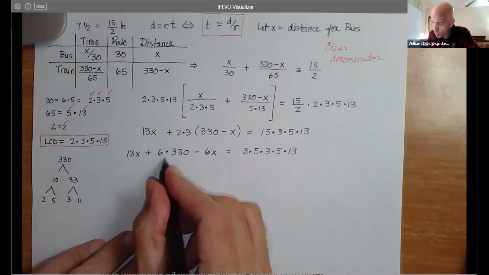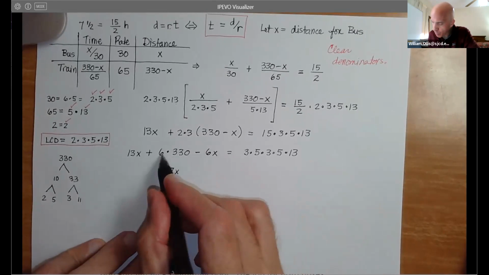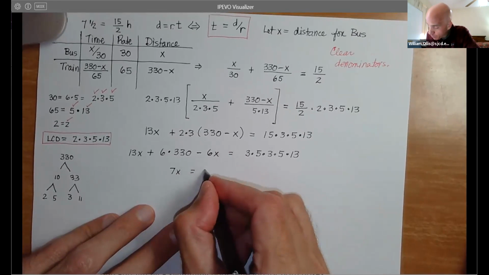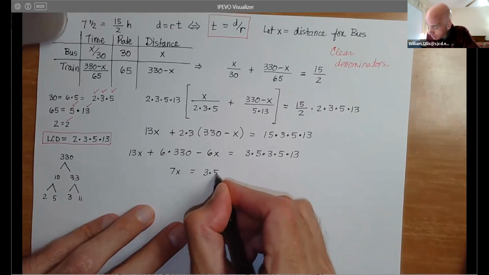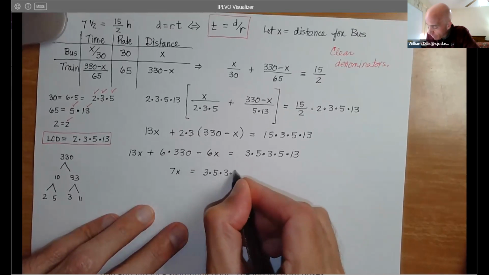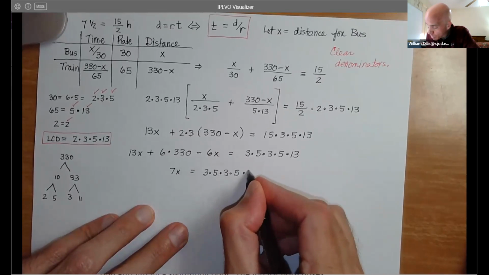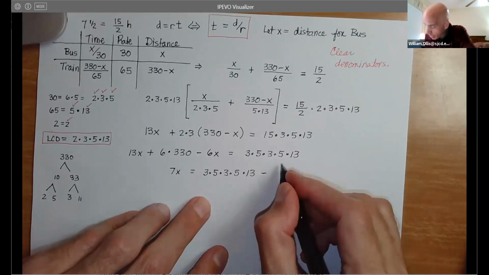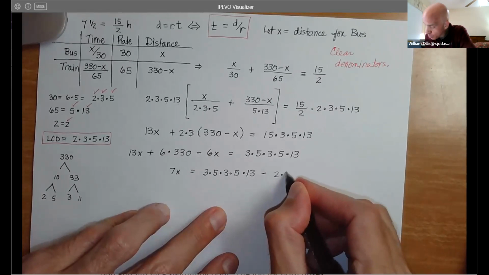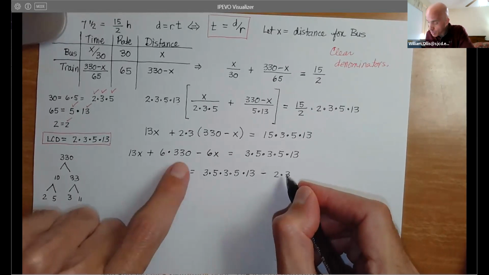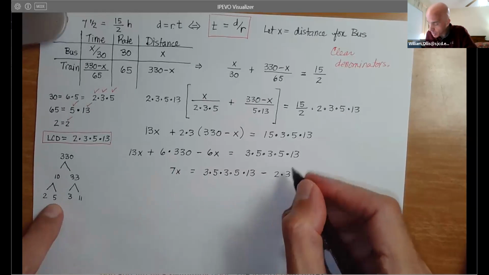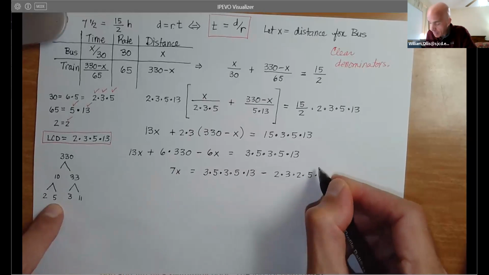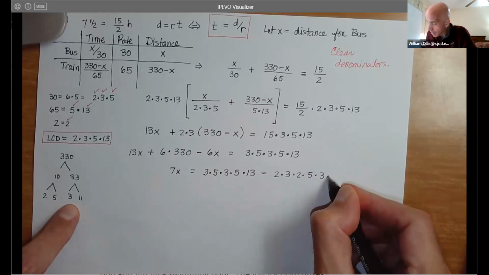So that's good. And then, of course, we get a 2 and a 3 from that. So this will equal, we have 3 times 5 times 3 times 5 times 13 minus, now we have 2 times 3, that is the 2 times 3 there, and then these numbers here, times 2 times 5 times 3 times 11.